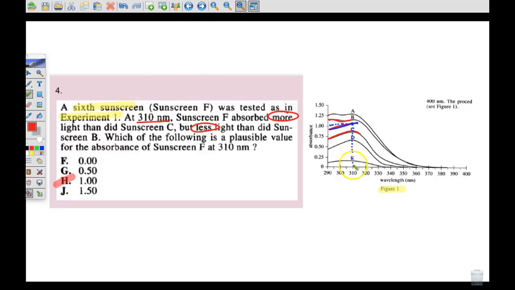And the reason I went from 310 up is because there's this portion right here, which of the following is a plausible value for the absorbance of sunscreen F at 310 nanometers, which is right there.